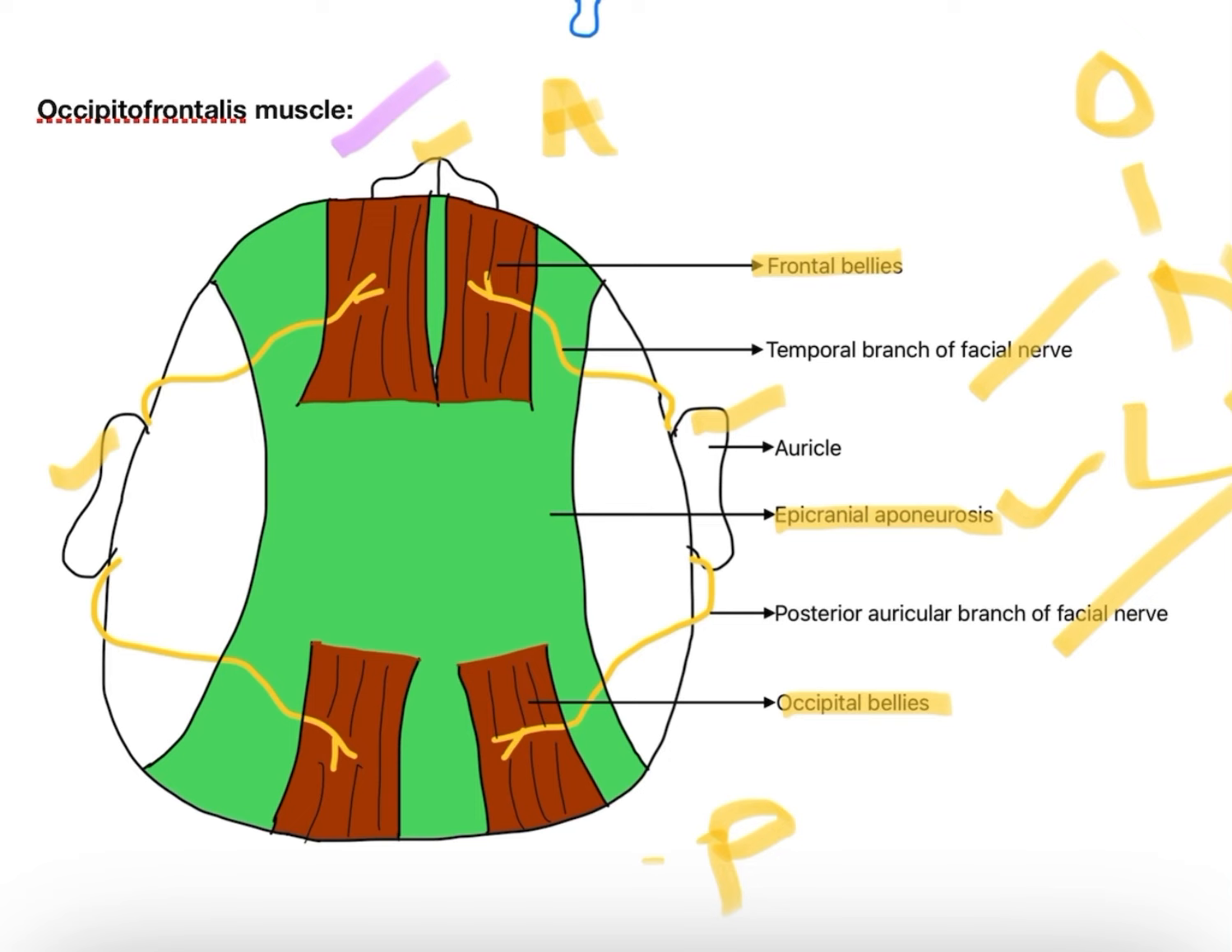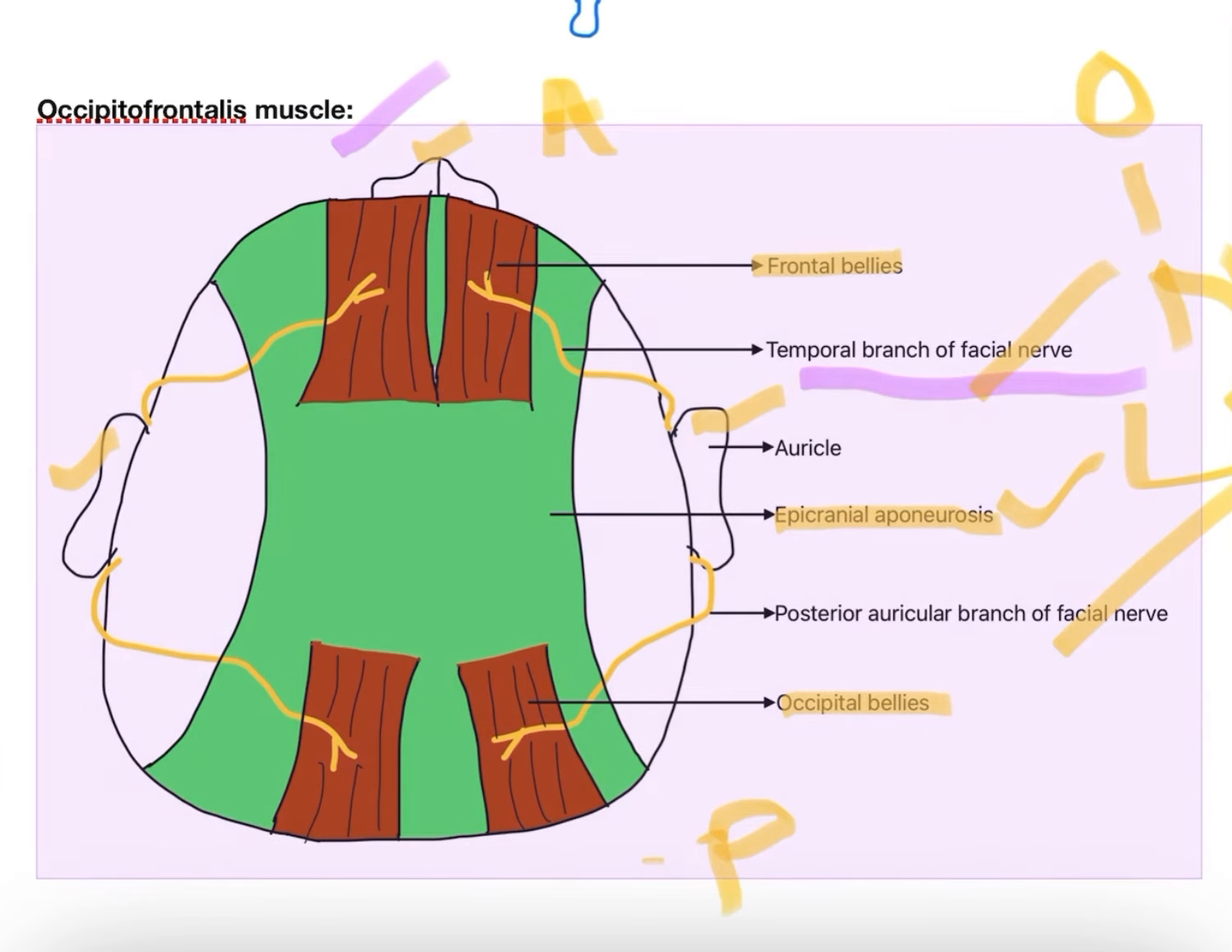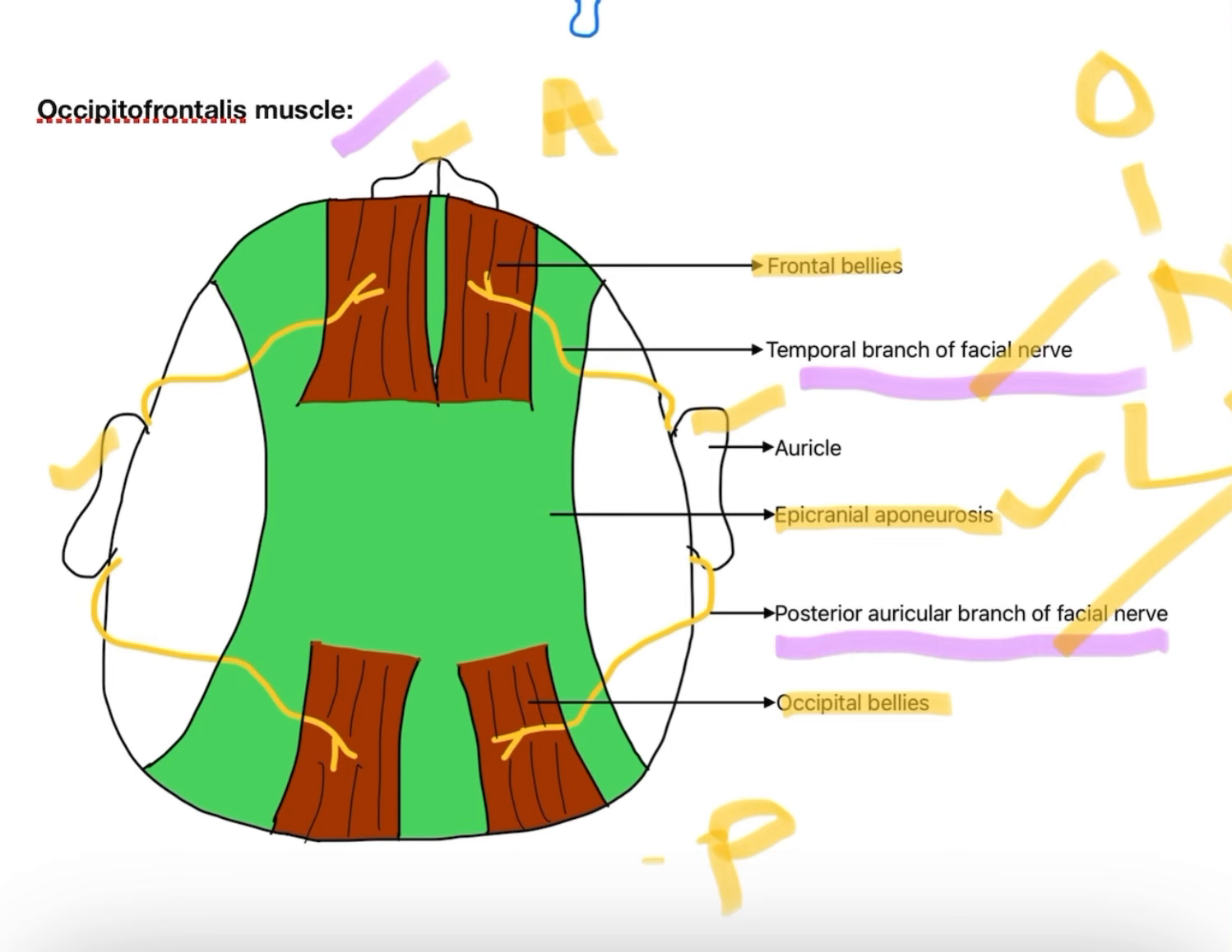There is a pair of the temporal branch of facial nerve in front of the auricle, and there is a pair of posterior auricular branch of the facial nerve behind the auricle. Temporal branch of facial nerve supplies frontal bellies of occipitofrontalis muscle, whereas posterior auricular branch of facial nerve supplies occipital bellies of occipitofrontalis muscle.